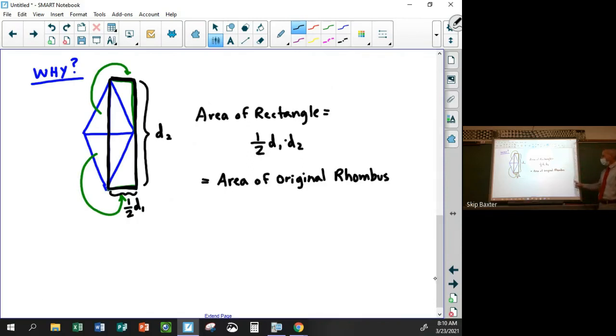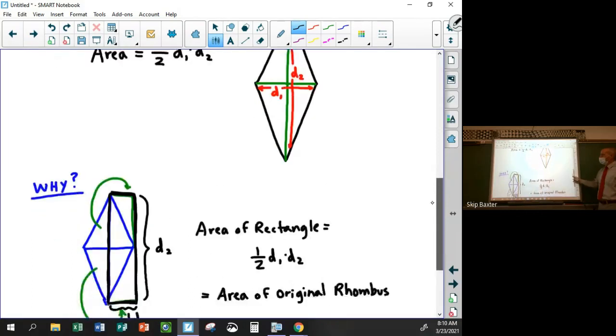Okay, so that's why the formula is what it is. It's 1/2 D1 D2.